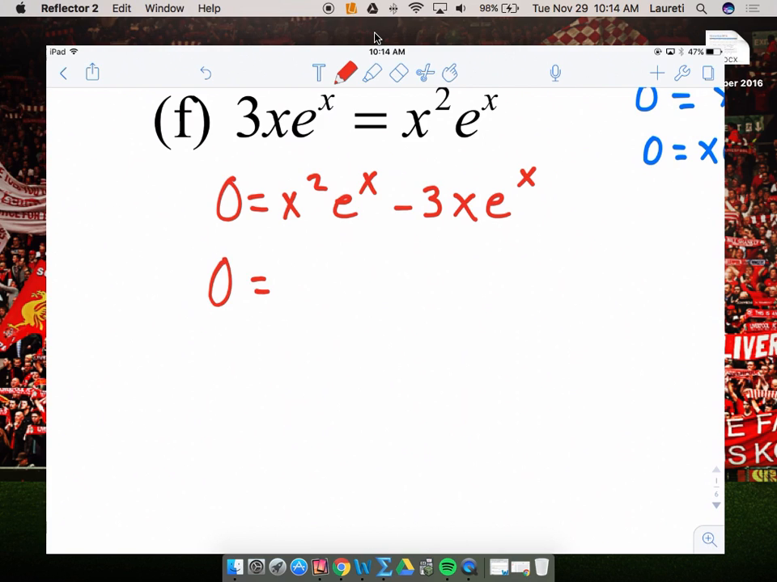What else? Yep, good. What else? Yep. So I can take out an x and an e to the x, and then what would that leave me with? X minus 3, good. Okay. So right now you have 3 kind of scenarios you need to set up. What would those scenarios be?